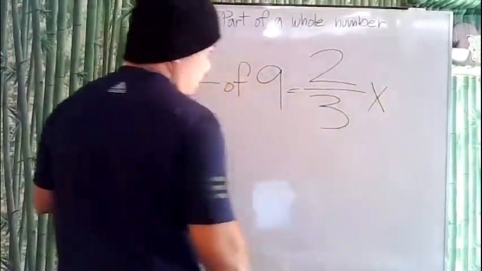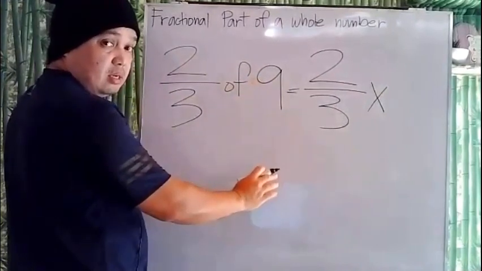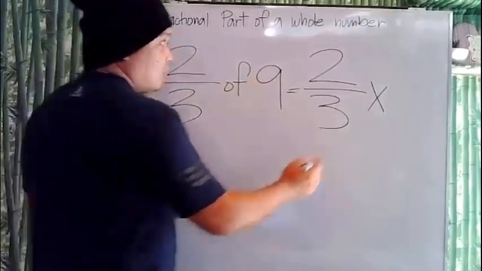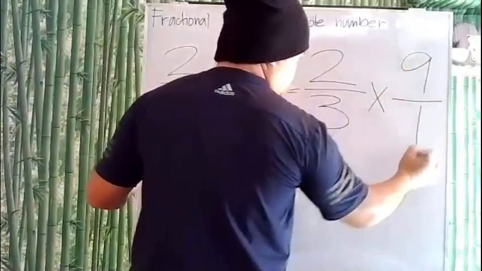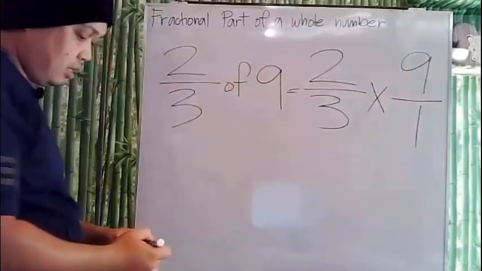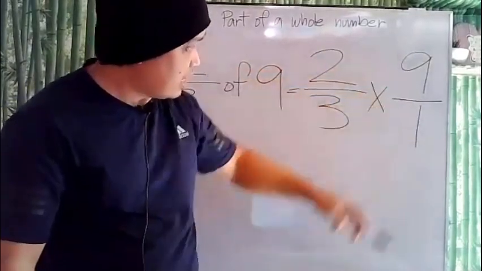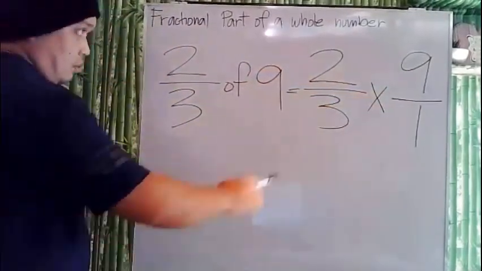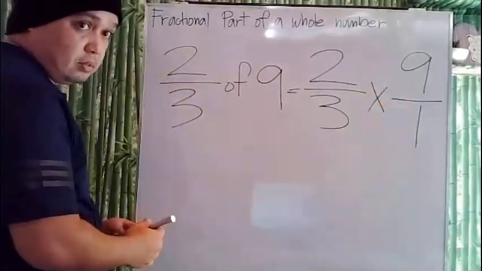We're going to multiply. And the fraction form of 9 is 9 over 1. Okay? Because 9 divided by 1 is 9. We just made the whole number into a fraction. They're still equal. Okay? Because 9 divided by 1 is still 9. So that we can multiply the two fractions now. Okay? We are now multiplying fractions. And how to do that?